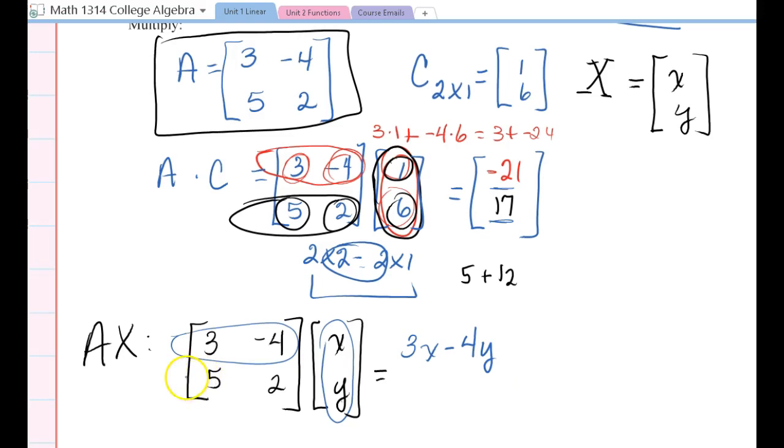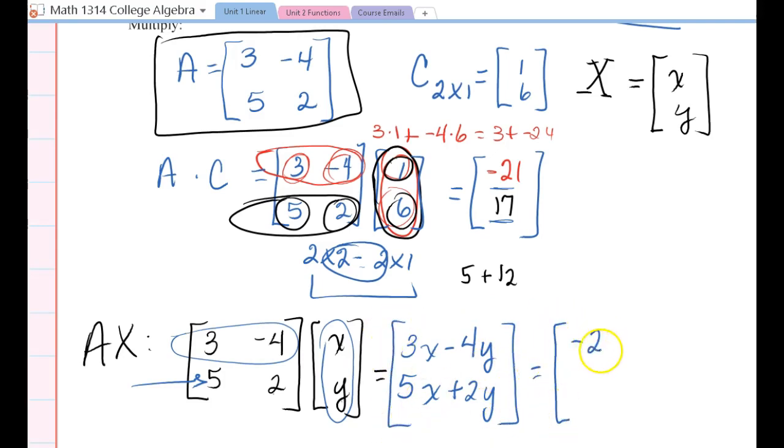And then I'm going to do the same thing with the second row. Multiply 5 times x, which is 5x, plus 2 times y, which is 2y. Well, what if I told you AX was equal to some other matrix? Let's just say for fun it's equal to negative 21 and 17. Well, the elements are going to equal each other. In other words, this one is going to equal that.